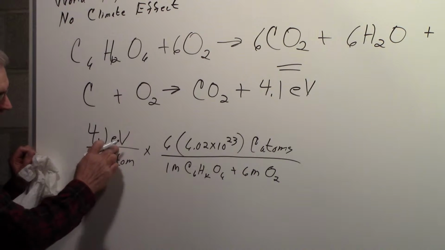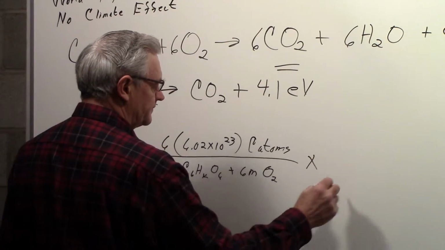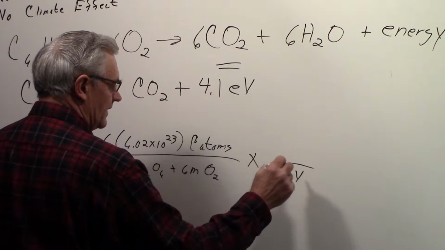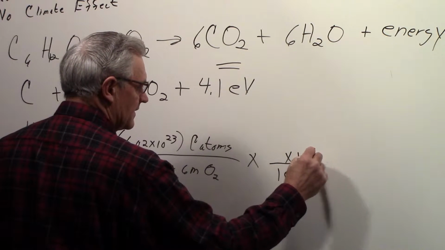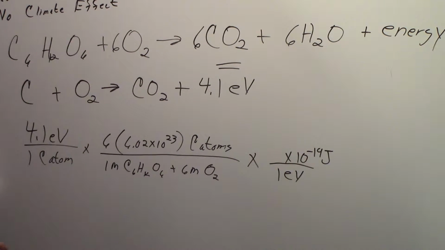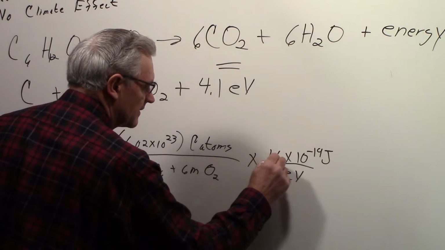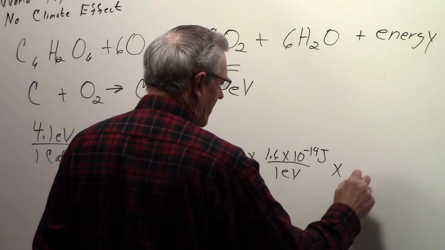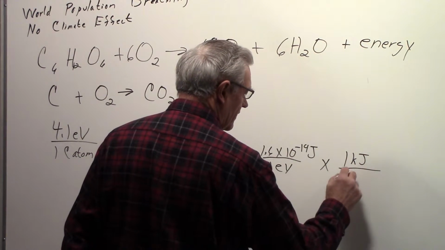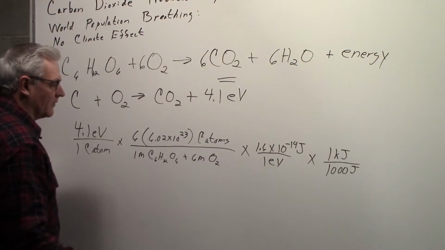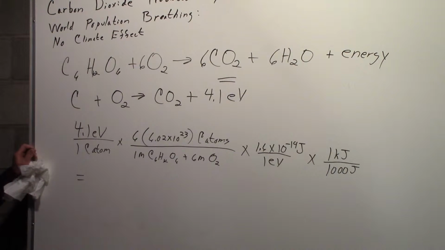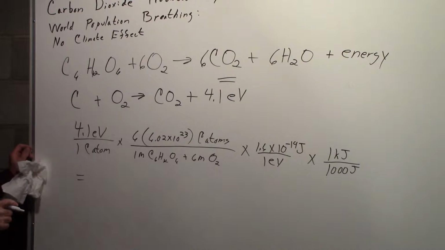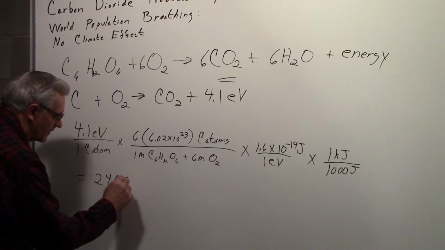And we want to convert the eV to joules, so we multiply by 1 eV, and this will be 1.6 times 10 to the minus 19th joules. And so now we have the number of joules. It's better to have it in kilojoules, so we'll multiply by 1 kilojoule over 1,000 joules. And if you work this out, for this chemical reaction, the energy that will be produced will be roughly 2,400 kilojoules.